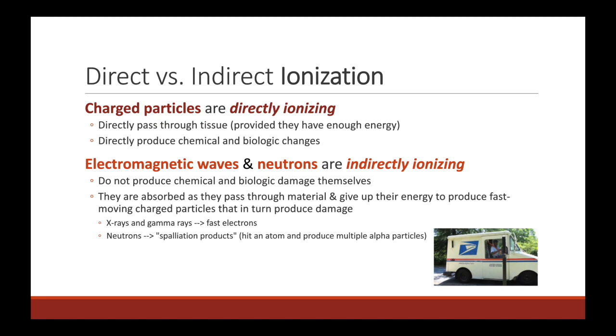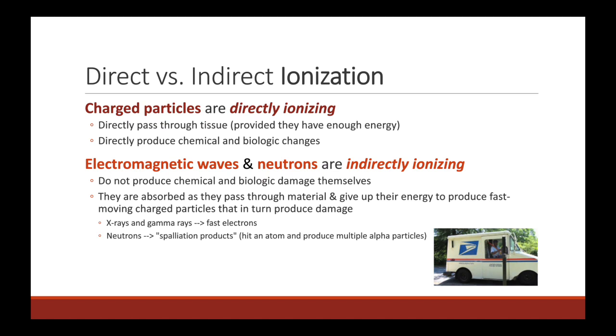Neutrons, on the other hand, have, again, a mass of around 2,000 times that of an electron, and they're much heavier. They actually can produce spallation products, so they can directly interact with the nucleus and produce multiple alpha particles, neutrons, and things like that.